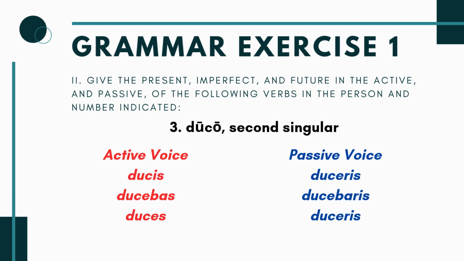For number three, you have duco, right? This is a third conjugation verb, duco, ducere. You're doing second person singular. So you have ducis, right? Then you have ducebas, and then you have duces, okay? So notice there the E in duces is what makes it future because it's third conjugation. So ducis, present, duces, future. Then you have duceris, ducebaris, and duceris. And again, notice the ending there. You've got to really pay attention when you're doing it in future tense, okay?